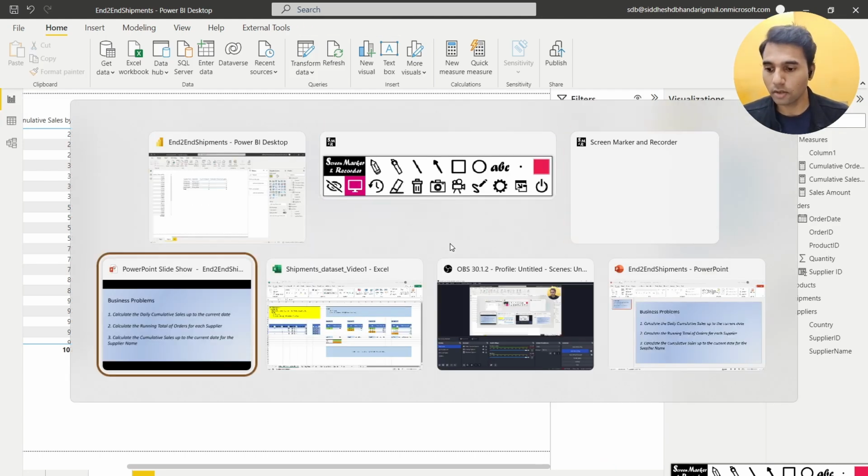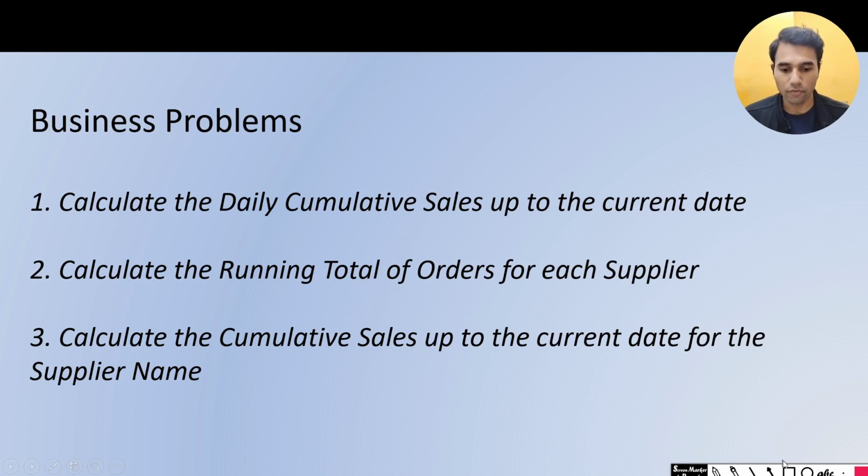Now, please note here that because we are enforcing the running total in the date context for each supplier, the moment I remove the date column from that table, I'm not going to get the correct output. So I need the supplier ID or the supplier name and the date context in order to get the correct output of the rolling count of orders.